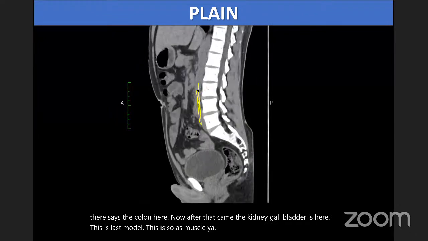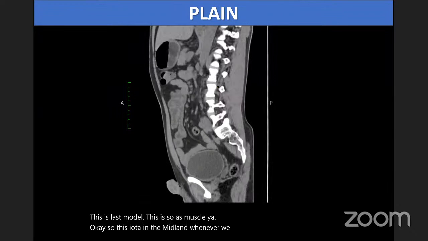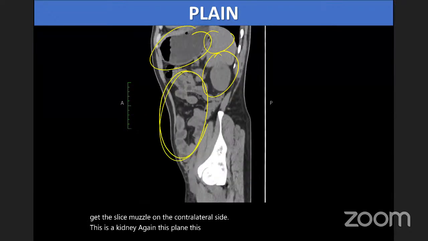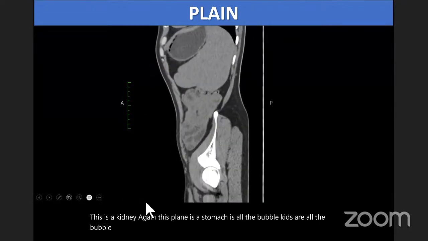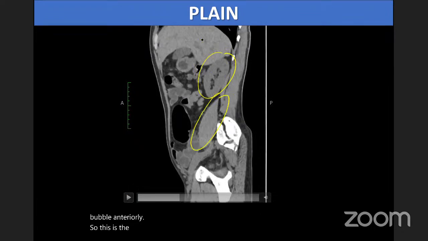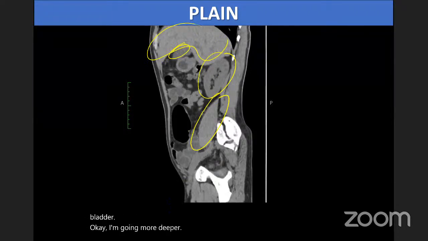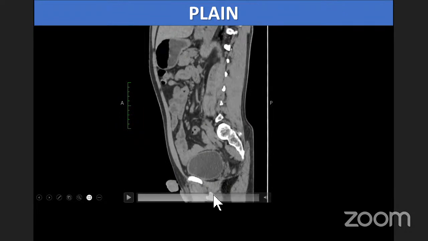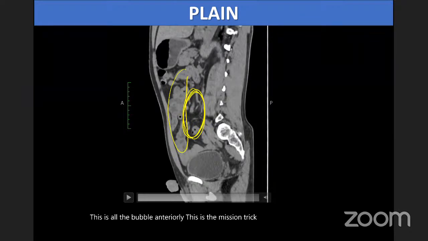Okay, so this aorta is in the midline. Whenever we come, we'll see the aorta. Again, we'll get the psoas muscle on the contralateral side. This is the kidney again. This is spleen. This is stomach. These are all the bowel anteriorly. So this is the kidney, this is the psoas muscle, this is the liver, this is the gallbladder. Okay, I'm going deeper. See, this is all the bowel anteriorly. This is the mesenteric fat.